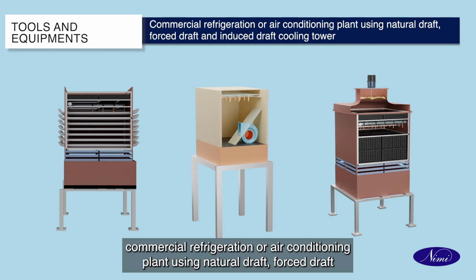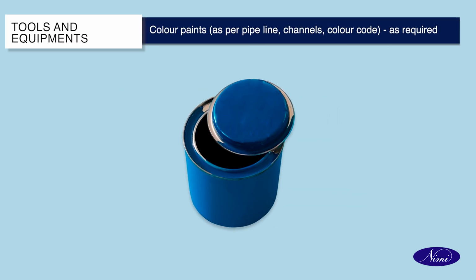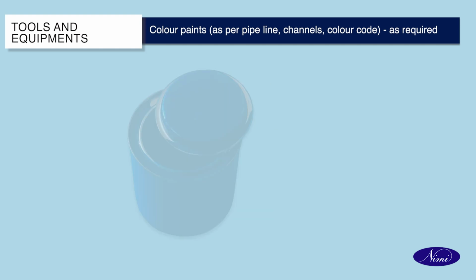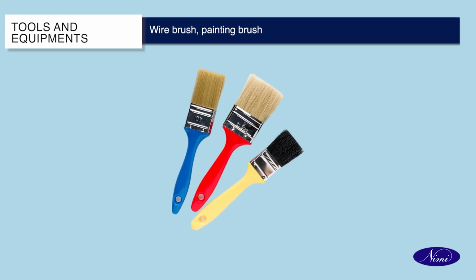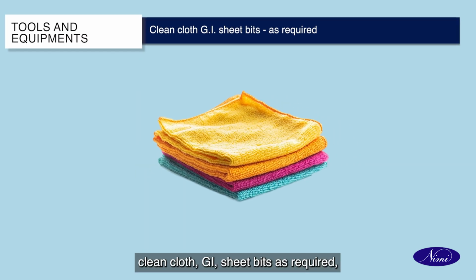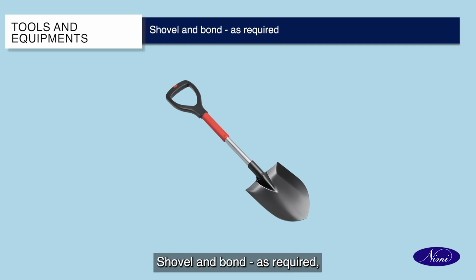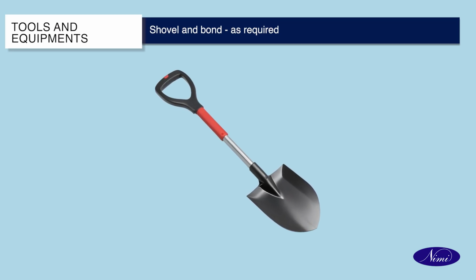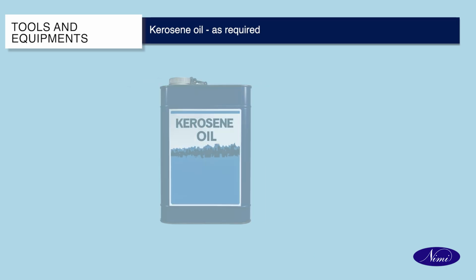Commercial refrigeration or air conditioning plant using natural draft, forced draft and induced draft cooling tower, color paints as required, anti-corrosive paint as required, wire brush, painting brush, clean cloth, GI sheet bits as required, shovel and bond as required, kerosene oil as required, air blower 1 set.